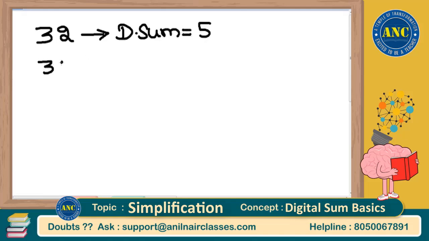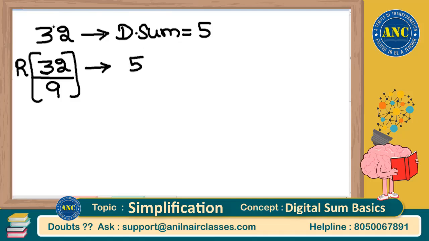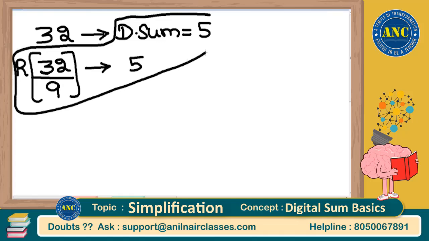I will take the same number 32, divide it by 9 and find the remainder. Remainder when 32 is divided by 9. What is the remainder? 9 into 3 is 27. The remainder is how much? 5. Can I say that these both are the same? These both are absolutely the same. Both ways you are getting the same 5 as the answer.